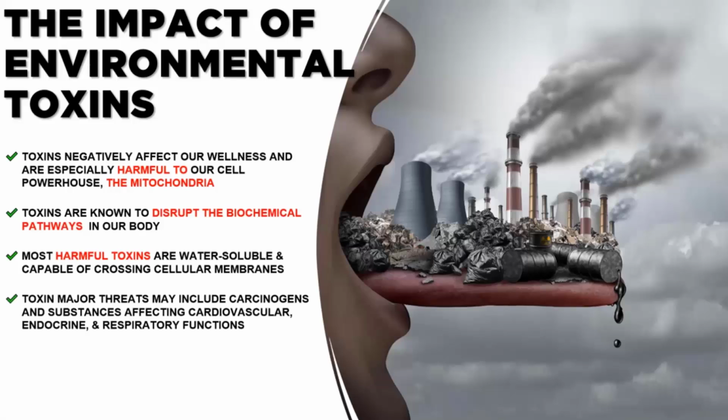So the toxins' major threats include carcinogens and substances that are affecting our heart, which is our cardiovascular system, our hormones, which is our endocrine system, and our respiratory functions. So toxins are disrupting our body's ability to maintain something called homeostasis, or balance.